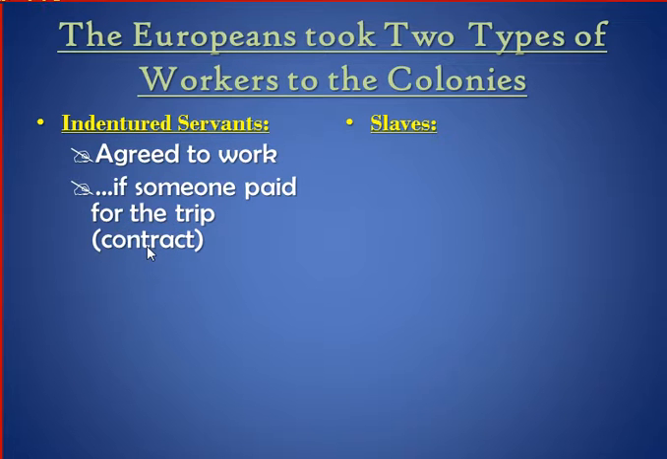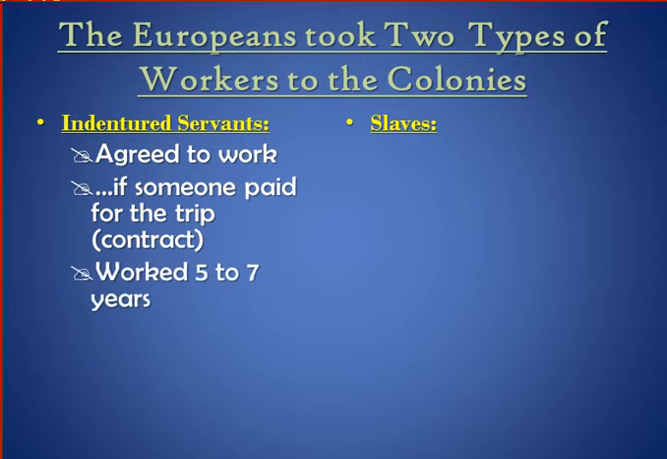So if, let's say, you are a very poor person in Great Britain, you might go to one of these people and say, if you pay for my food to go across the ocean, if you pay for a small house to be built, if you pay for some small land for me to live on, I will work for you. I will grow crops for you. I will fish for you, whatever you need me to do. And that's called an indentured servant. They work for a contract.